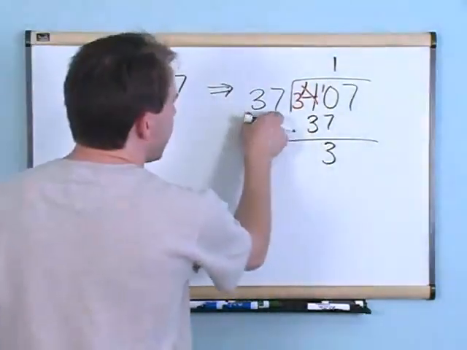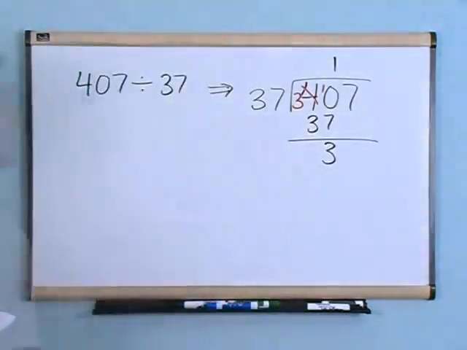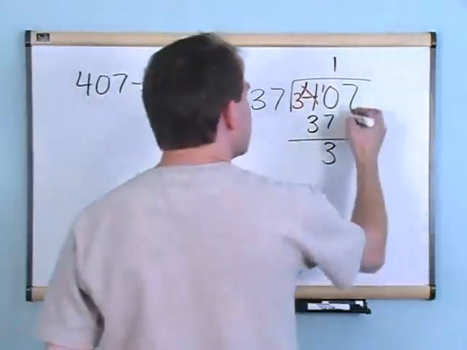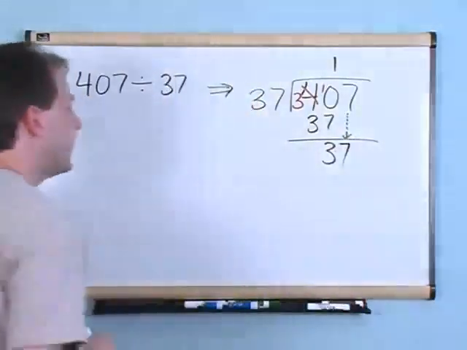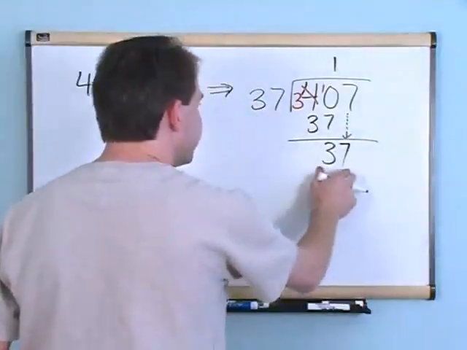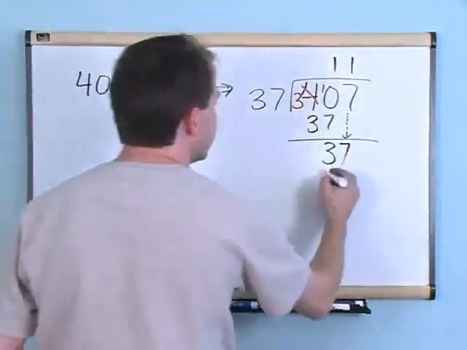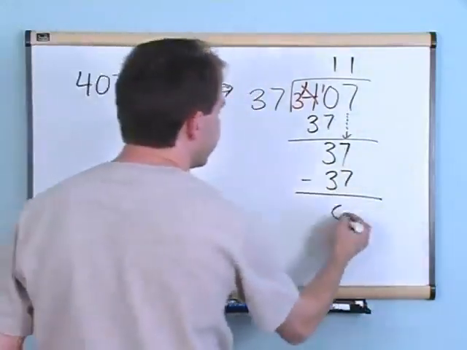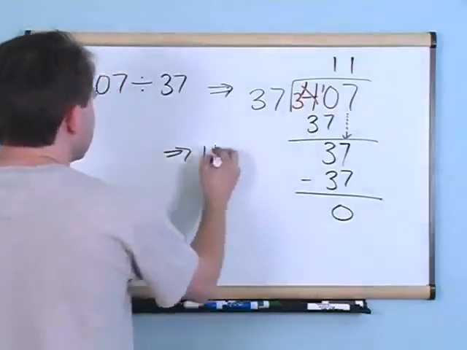Can 37 go into 3? Well, no, it can't. But before I put a 0 up here, before I do anything, I've got to go ahead and drag down my next digit and then ask myself, can 37 go into 37? Answer is yes, of course it can, one time. 1 times 37 gives me 37. And then, of course, you know 37 minus 37 is just going to give you 0. So there's no remainder. So the answer is just 11 in this case.